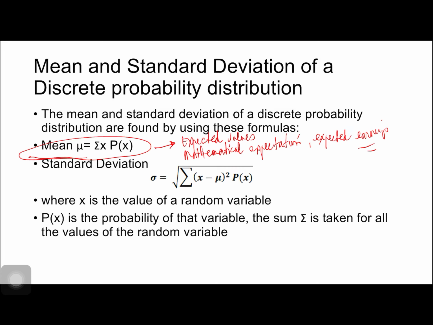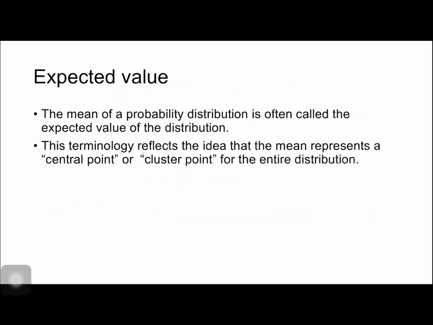Okay? So for the standard deviation, it is sigma is equal to the square root of the summation of x minus mu squared times the probability of x, where x is the value of a random variable and the probability of x is the probability of that variable. The summation is taken for all the values of the random variable. Okay? So, again, for the expected value, that is the mean of a probability distribution that is often called expected value of the distribution. This terminology reflects the idea that the mean represents a central point or cluster point for the entire distribution.